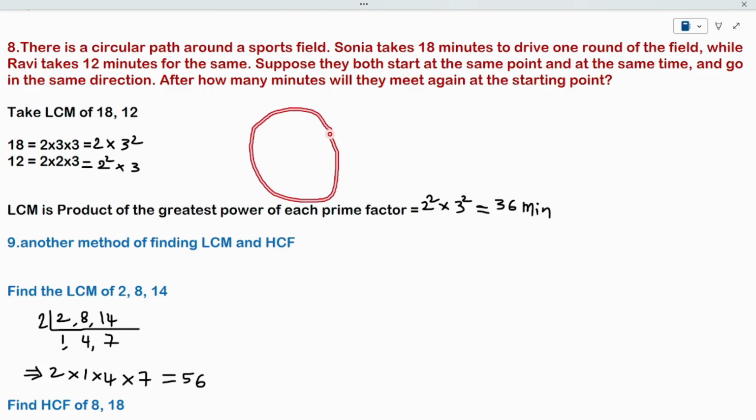To solve this kind of question, always use the LCM. We need to take the LCM of 18 and 12. The factors of 18 equal 2 into 3 square. The factors of 12 equal 2 square into 3. The LCM is the product of the highest powers. The highest power of 2 is 2 square, and the highest power of 3 is 3 square. So it will become 2 square into 3 square, which is nothing but 36 minutes.